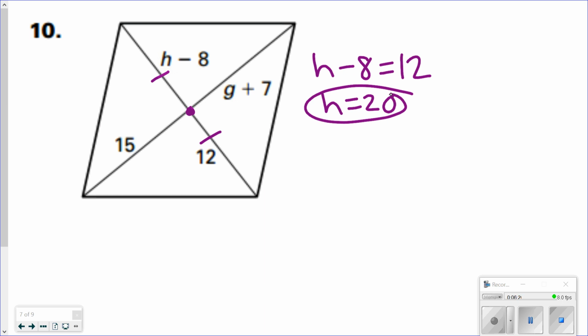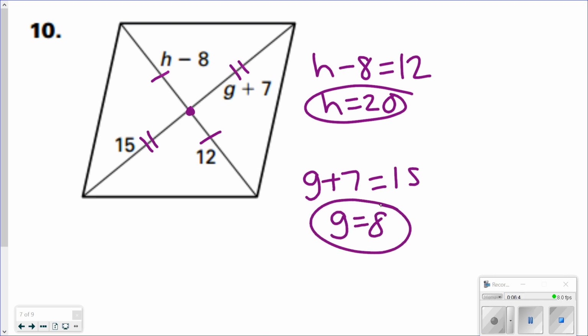All right, next let's solve for g. So if g plus 7, which segment am I going to say equal to g plus 7? It's going to be 15. So g plus 7 is equal to 15. Subtract 7 from each side. We end up getting that g is equal to 8.